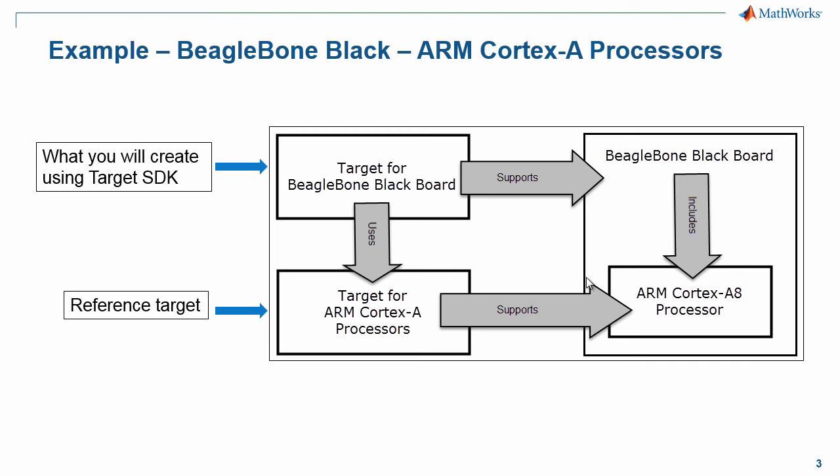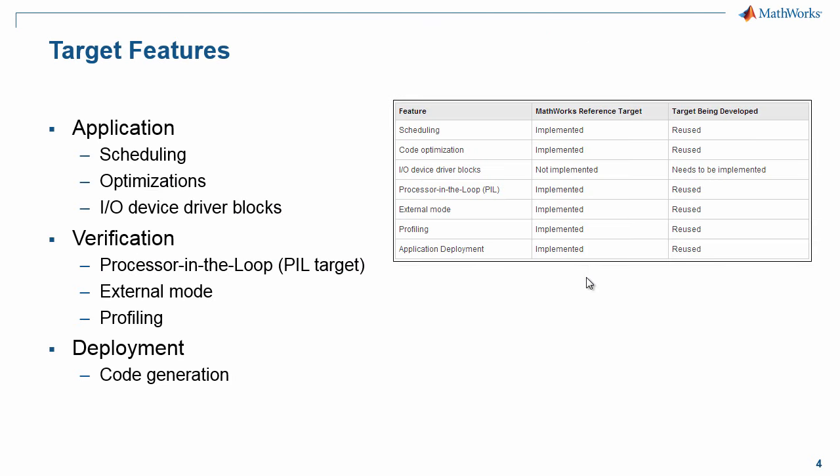The resulting target will have the following standard features. Application features generate application components and enable execution of an algorithm on the hardware board. Verification features generate instrumentation code that will verify your algorithm as it executes on hardware. This may be using processor in the loop feature or external mode and so on. Finally, deployment features allow the generated code to execute on the hardware.